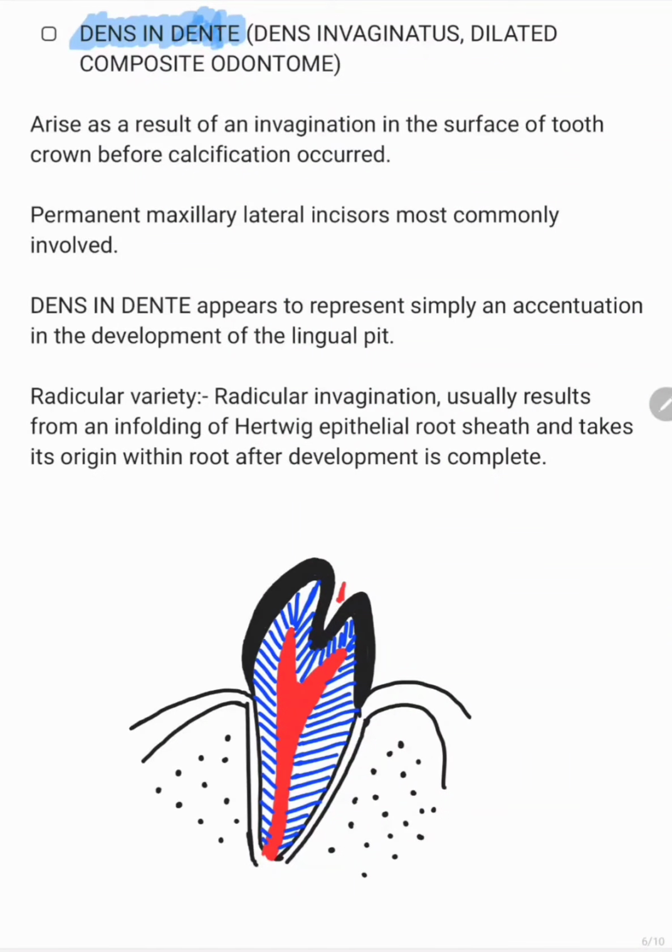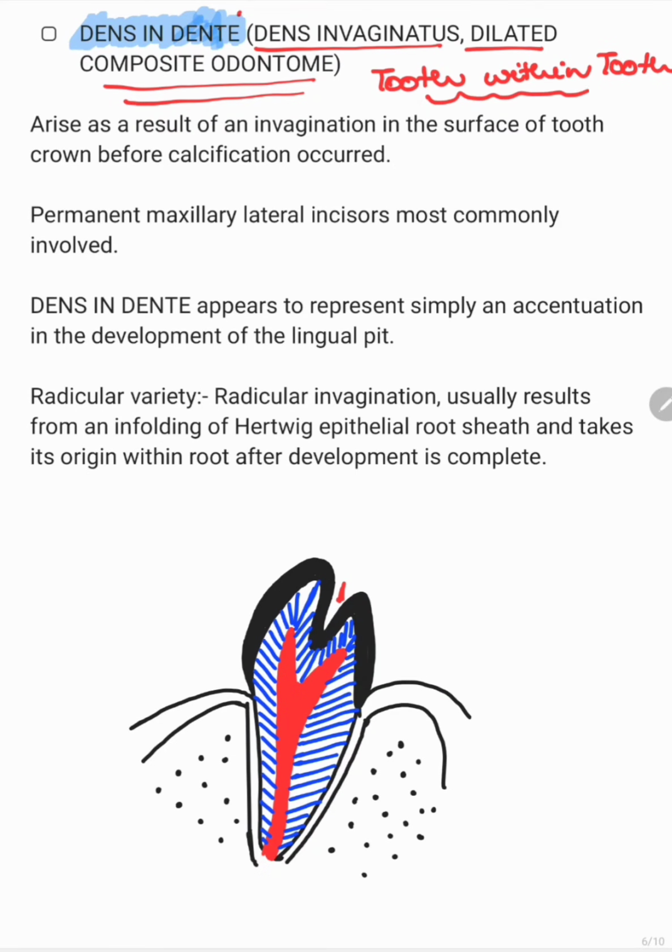Now the next topic is dens in dente, which is also known as dens invaginatus, dilated composite odontome. The term dens in dente means there is a tooth within a tooth, right? But this term is basically a misnomer, because it resembles as if there is a tooth within a tooth, but there is no tooth within a tooth present, right?